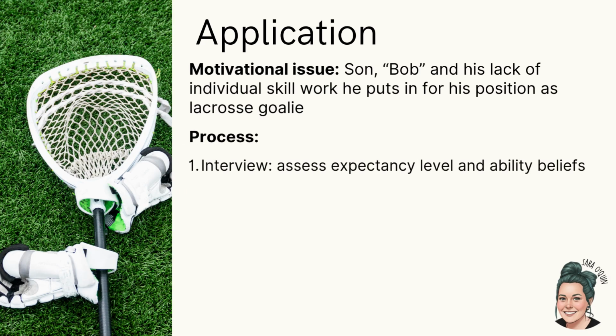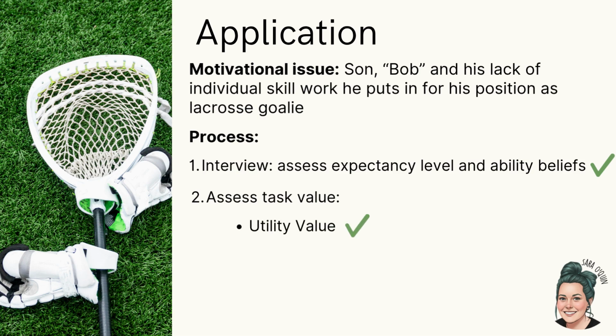The first thing I did was interview him with some questions to see where he stood in terms of expectancy. His ability beliefs and expectancy were not the problem here, as he shared that he felt he and his team would do well this summer for travel season. Moving on to task values, the interview clarified that he finds the skills he learns during skill work useful, noting a high level of utility value. Bob also shared that being a good lacrosse goalie was very important to him, so his attainment value was fine.